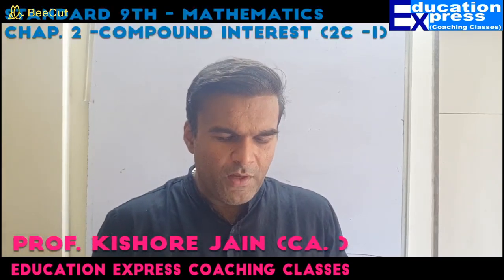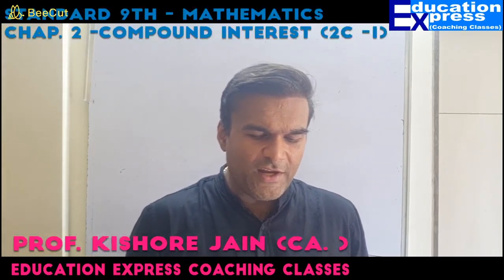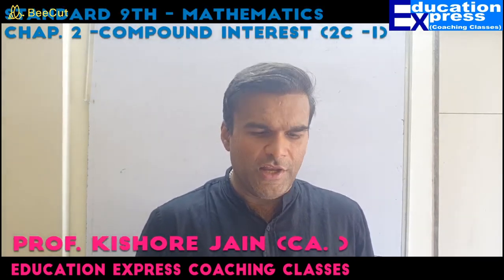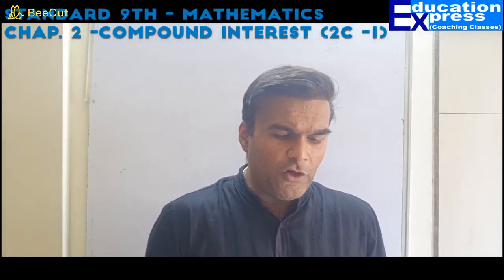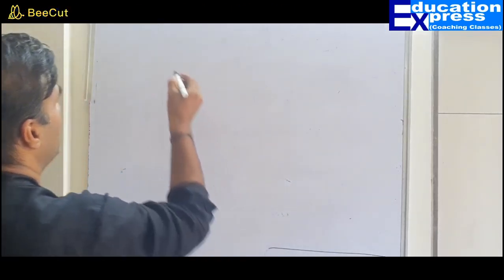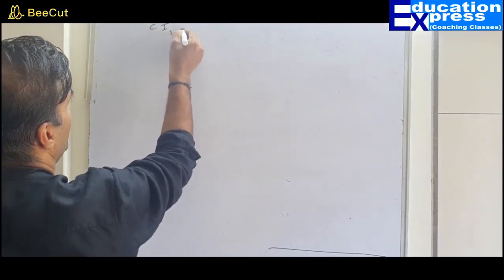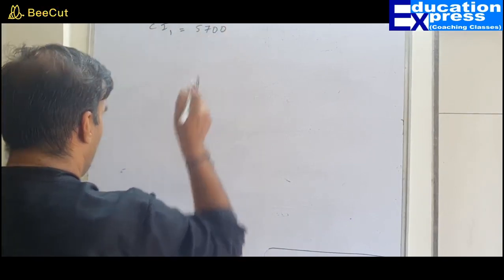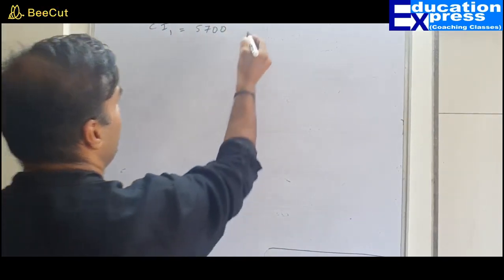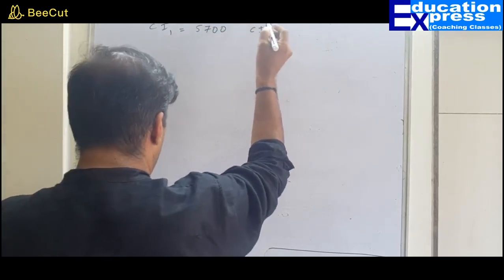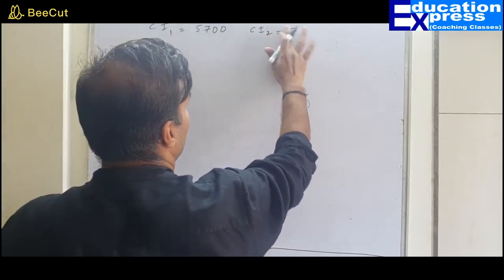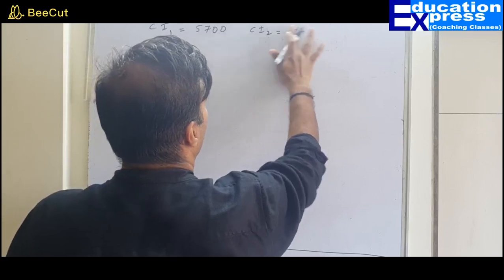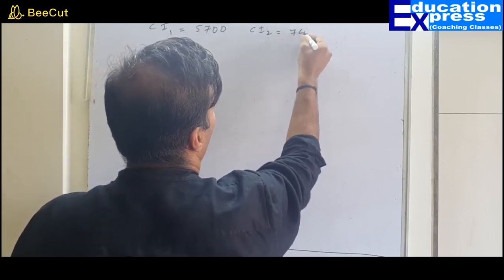Question number 1. A sum is invested at compound interest yearly. They are giving you the compound interest for 2 successive years. Compound interest for year 1 is 5,700. Compound interest for year 2 is 7,410.